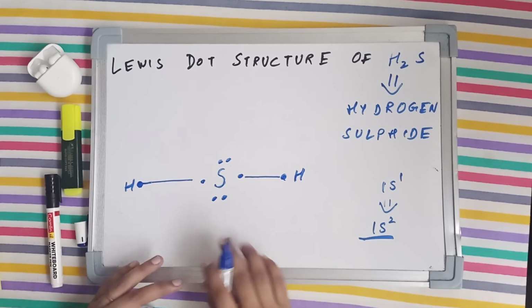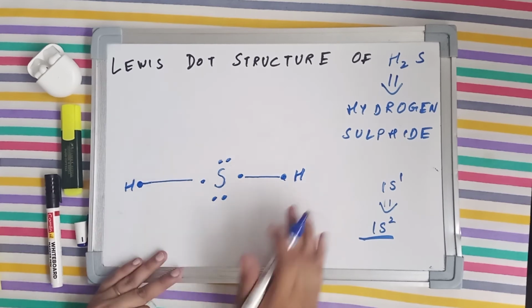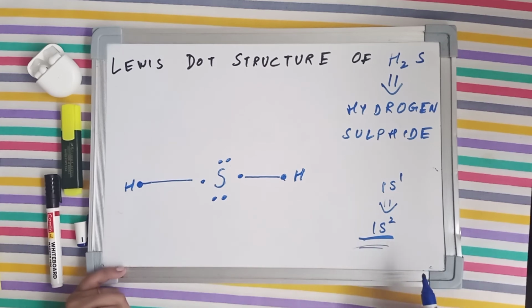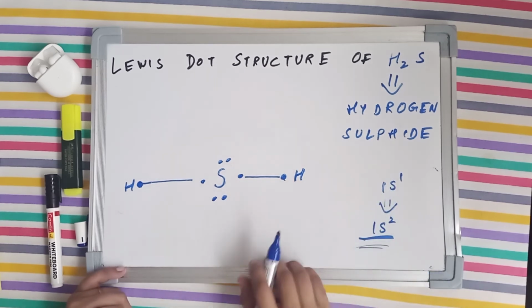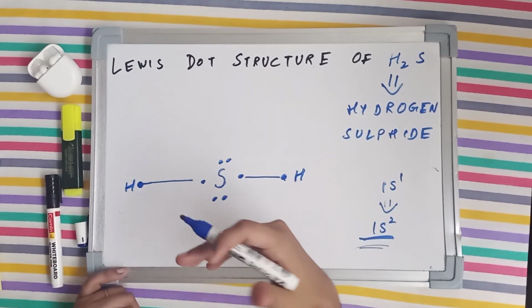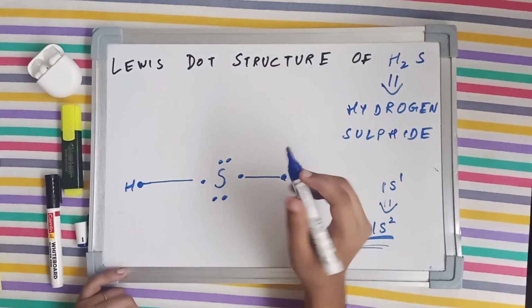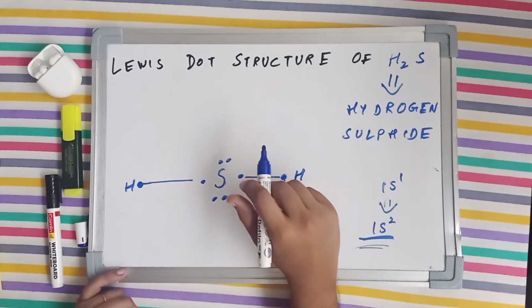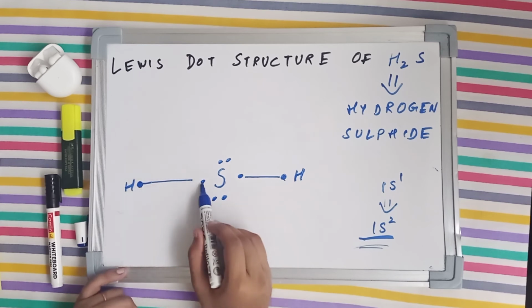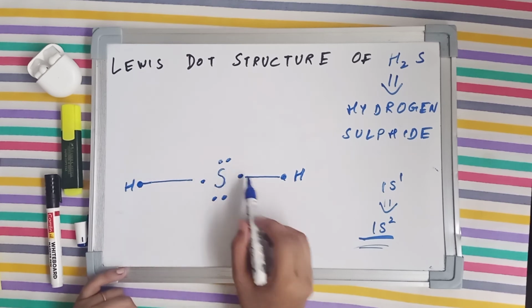And now let's count the number of electrons for hydrogens. It is 1 and 2, so it has gained its stability, 1s2, or in other words we also say that it has filled or completed its duplet. Duplet. Now let's count the number of valence electrons for sulfur after bond formation. So 1, 2, 3, 4, 5, 6, 7, 8.